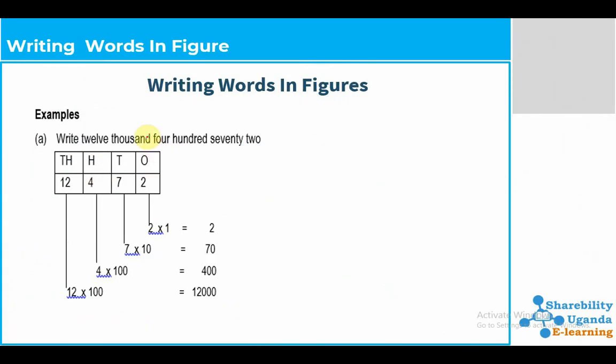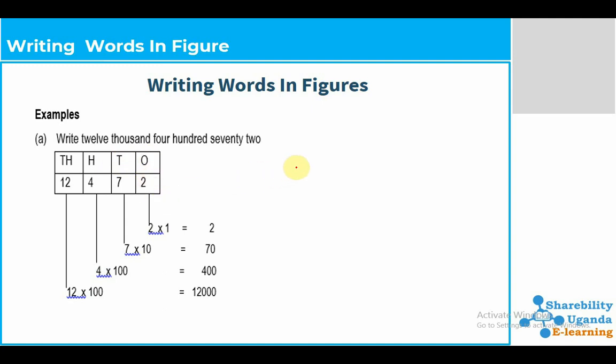Right. So here we shall also look at writing words in figures. This is the opposite of the other one. So here they will give you, write twelve thousand four hundred seventy-two. So you arrange them in this way. You have ones, you have tens, you have 100, you have 1,000. So we say 12 is 1,000, okay, 12,000. We say 400, 7 tens, which is 70. Then 2, which is only 2 ones.